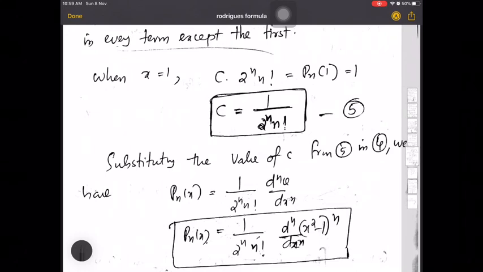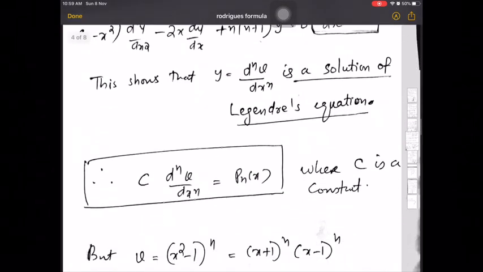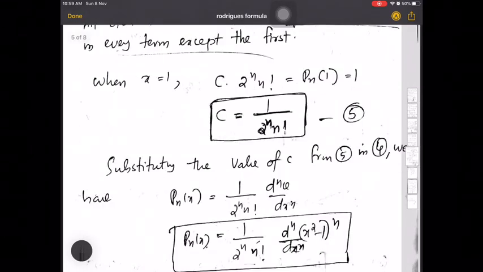on the left hand side, Pn of x. See here it is Pn of x. So when you put x equal to 1, this will be Pn of 1. Okay, so we have this c times 2 to the power n factorial equal to Pn of 1, and Pn of 1 is 1, that you will prove later. Pn of 1 is 1. So one can say c is equal to 1 by 2 raised to n times n factorial.